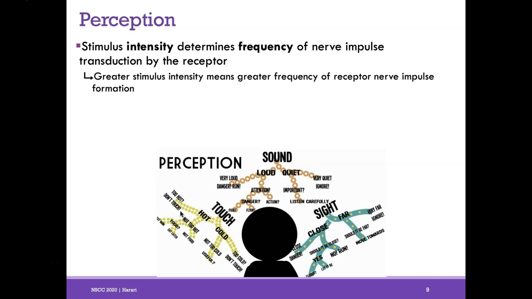Modality, which means the type of stimulus; location, meaning where is it in the body; intensity, like how strong is the stimulus; and duration, how long does the stimulus last? All four of these types of information are taken into account by sensory receptors.